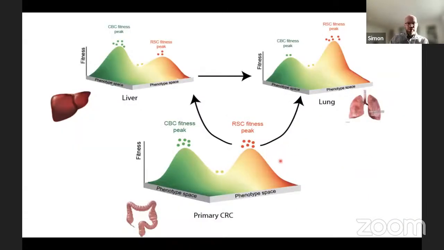So coming back to this fitness landscape model, in the primary colorectal cancer, you have a fitness landscape. If you move to the liver, you may have a slightly different fitness landscape. And if you move to the lung, then actually you're going to have a different fitness landscape again. So you have this adaptive phenotype that shifts according to where it lands, according to the environment that it's in.